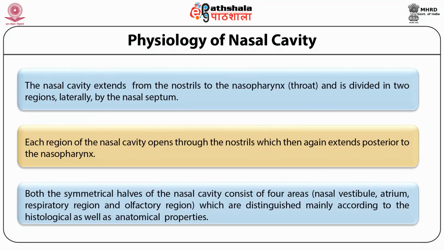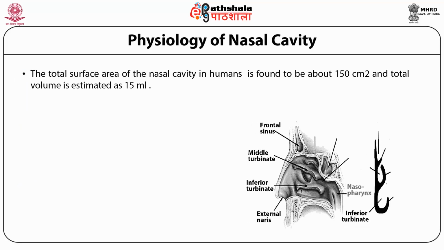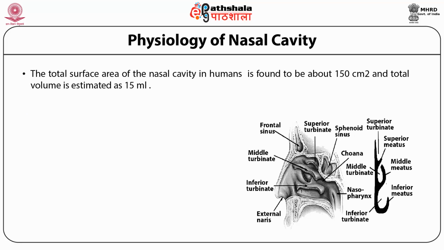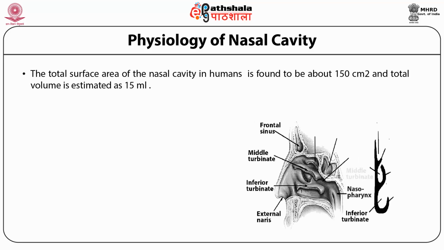Both the symmetrical halves of the nasal cavity consist of four areas, that is, the nasal vestibule, atrium, respiratory region, and olfactory region, which are distinguished mainly according to the histological as well as the anatomical properties. The total surface area of the nasal cavity in humans is found to be about 150 centimeters square, and the total volume is estimated as about 15 ml.